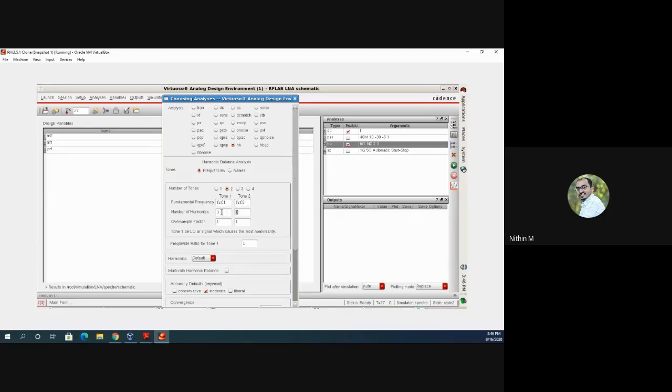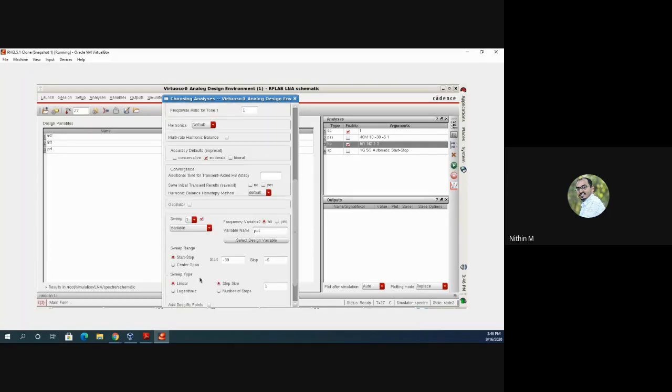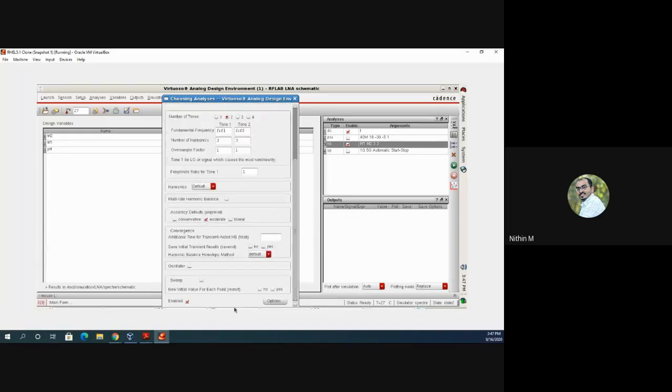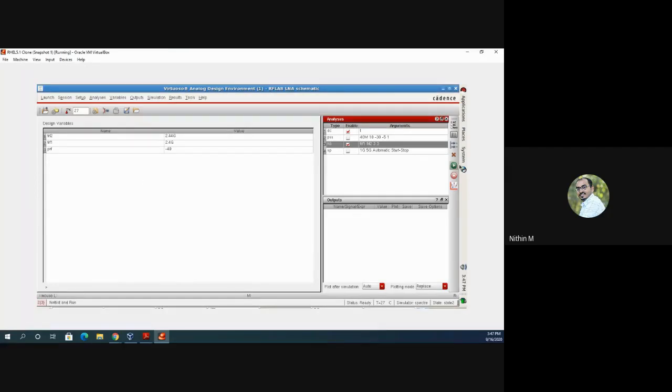You can give any number of harmonics here. So I just looked for 3 harmonics. That means I'll get the intermodulation products for 3 harmonics. And the other things I am keeping as they are. I'm not sweeping anything. Previously in the last class, you remember, we were sweeping PRF in order to obtain gain compression. That we are not doing. I'm just keeping this unchecked. I've just saved this and I'll run it once.